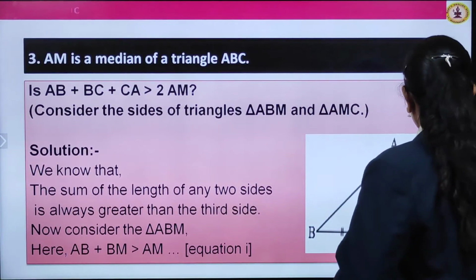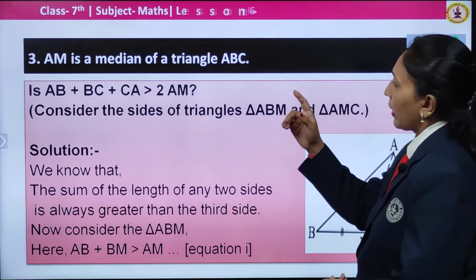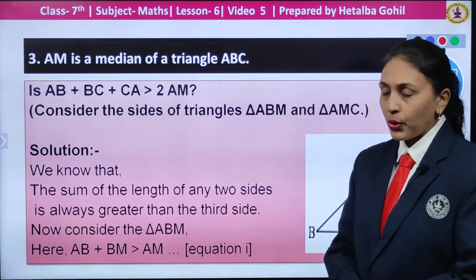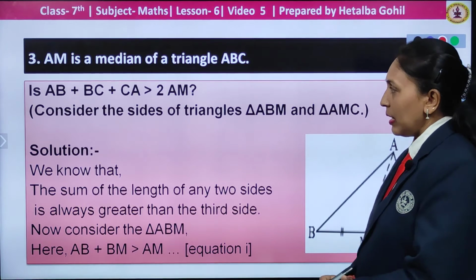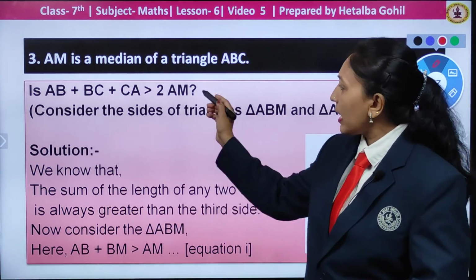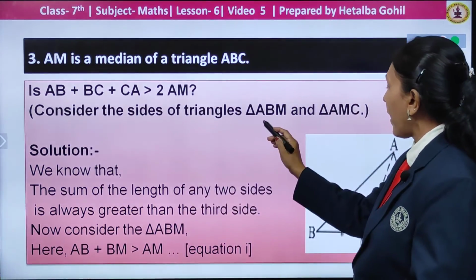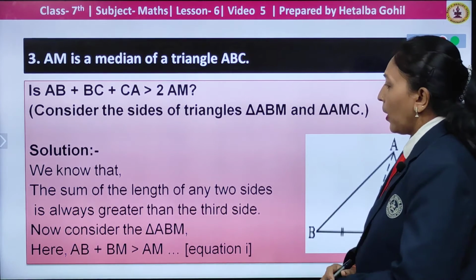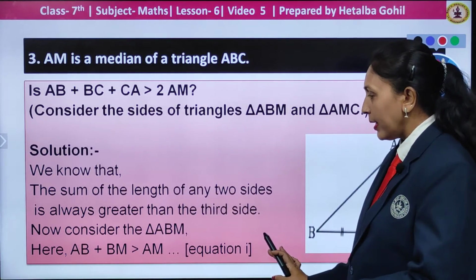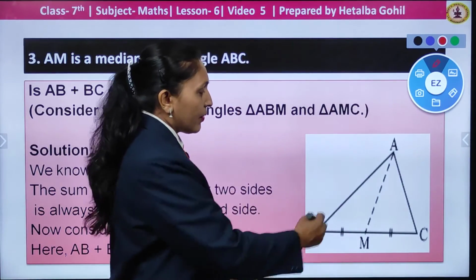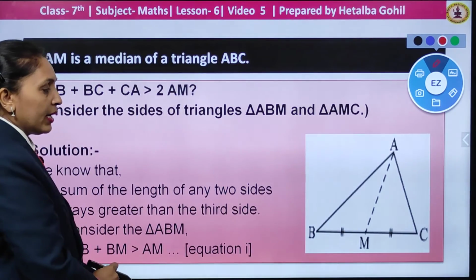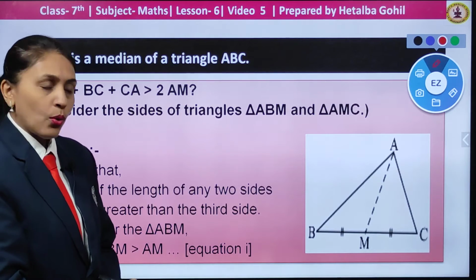Now children, here we have a question. AM is a median of a triangle ABC, and we are asked: is AB plus BC plus CA greater than 2AM? This condition we have to prove, considering the sides of triangles ABM and AMC. Now we know that the sum of the lengths of any two sides is always greater than the third side. This is the figure, children, triangle ABC, where M is our median point. AM is a median, therefore BM and MC are equal to one another.